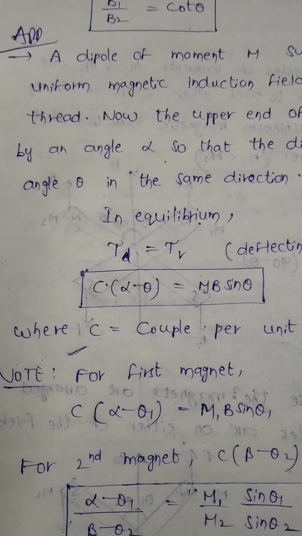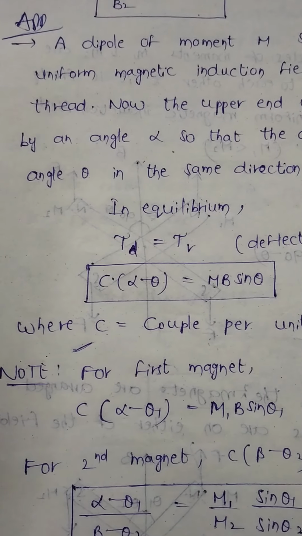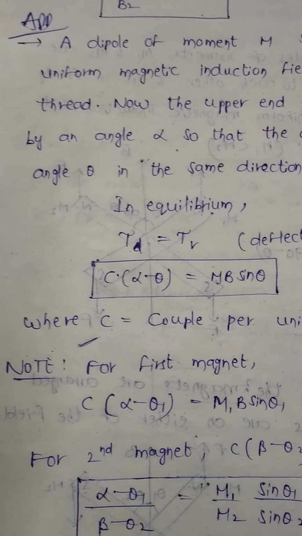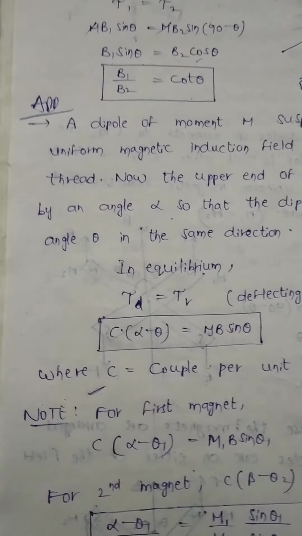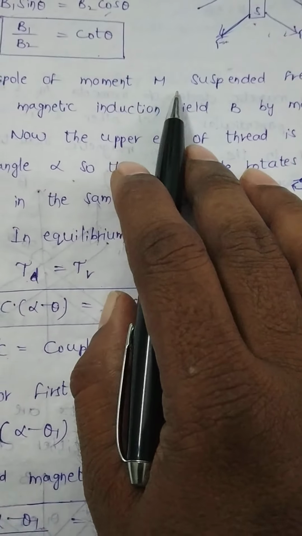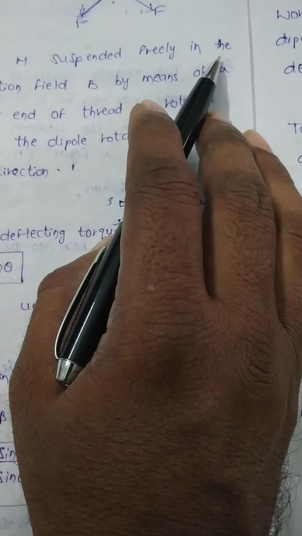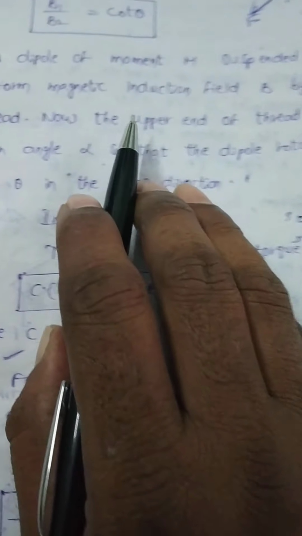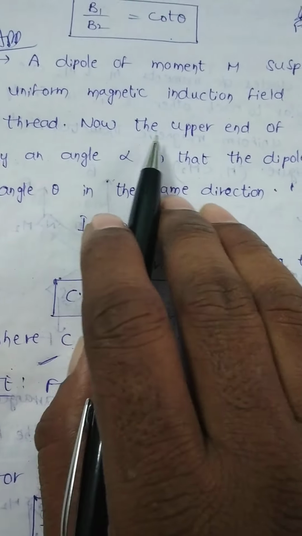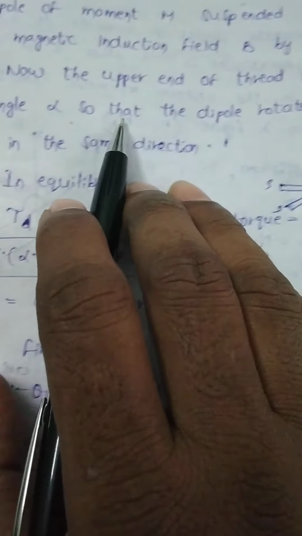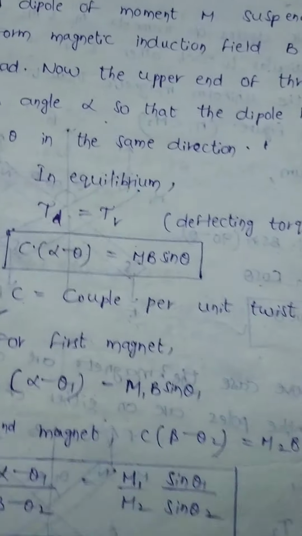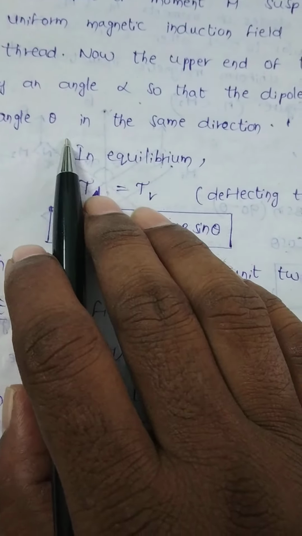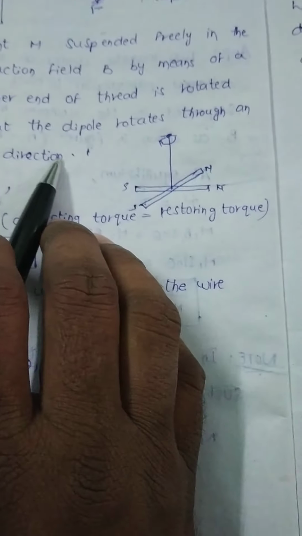One of the important applications is somewhat difficult, so try to understand. Suppose here a dipole of moment capital M is suspended freely in the uniform magnetic induction field B by means of a thread. Now the upper end of the thread is rotated by an angle alpha so that the dipole rotates through an angle theta in the same direction. So this is the situation.